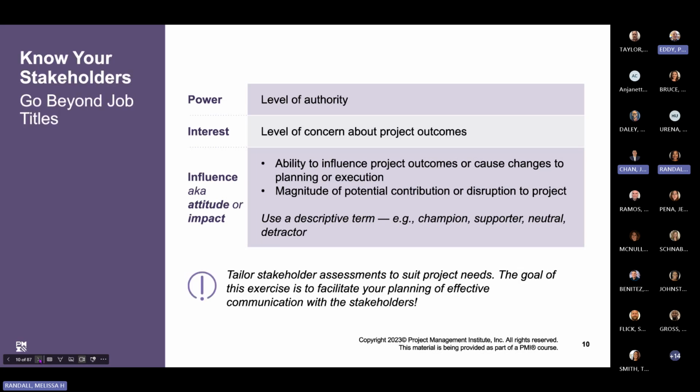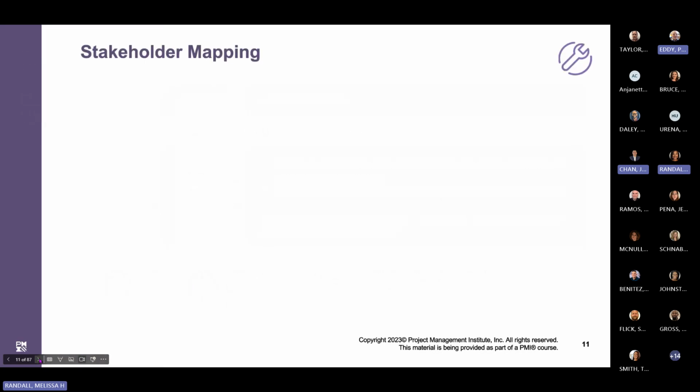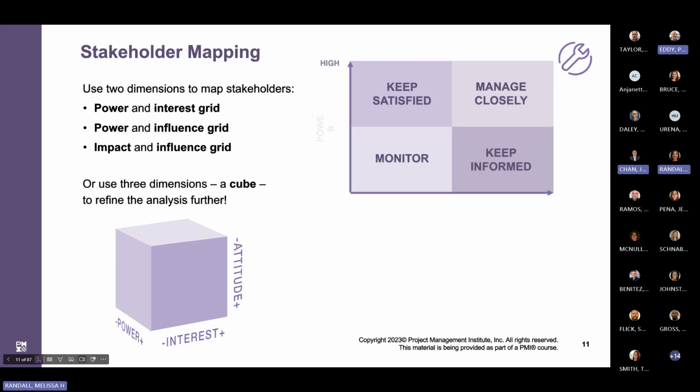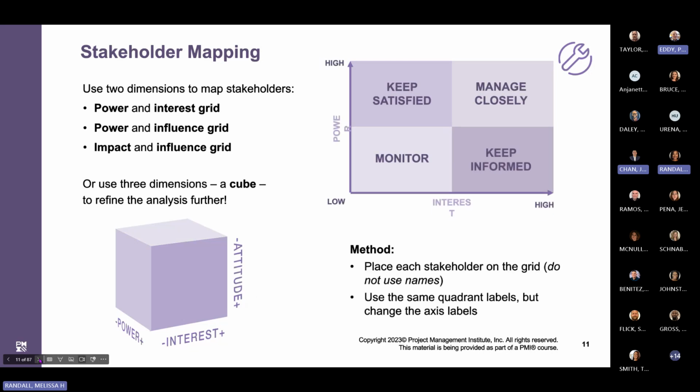Go on to slide 11. So this gets into our stakeholder mapping. On one of the previous slides, I was talking about those grids, like a 2D grid, a 3D grid. So this 2D model looks at two dimensions to map your stakeholders. We have the power and interest grid, power and influence grid, and then impact and influence grid. And so when you think about power being low up to high, the interest being low and high.